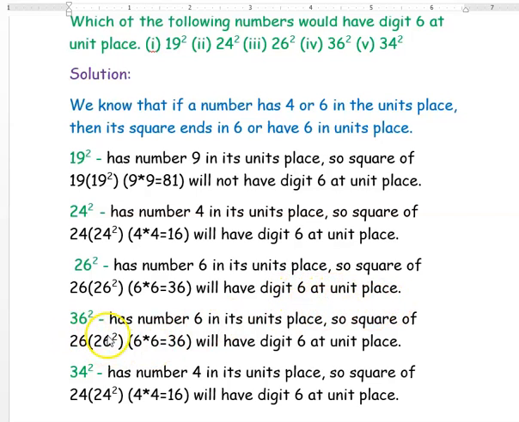Next is 36 square. Now 36 has 6 in its units place. So the square of 36, 6 into 6, that is 36. So you have 6 at its units place. Next is 34 square. Here the units digit is 4. For the square of 34, we'll take the unit digit alone. 4 into 4, 16. So here also we have 6 at its units place. So the numbers 24 square, 26 square, 36 square and 34 square have 6 at its units place.